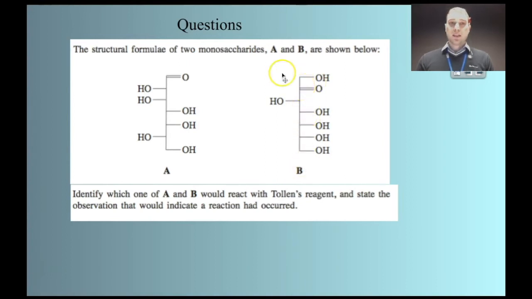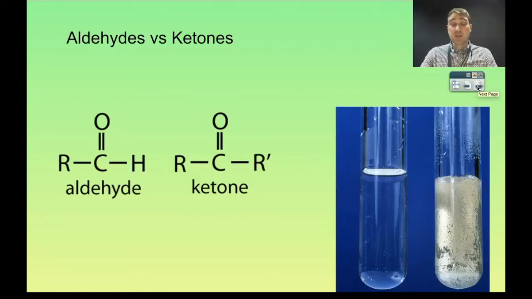So what that means is A is going to react with Tollens reagent because it's an aldehyde, and the observation would be the formation of a silver mirror on the reaction vessel wall. So today on Flipping Science, we looked at aldehydes versus ketones.